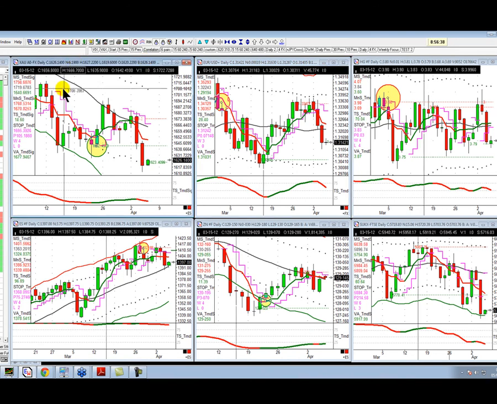Dollar-priced commodities, this one on the top left, gold. Gold has come down sharply. Since yesterday morning, we've fallen at least $50. A very, very sharp move.